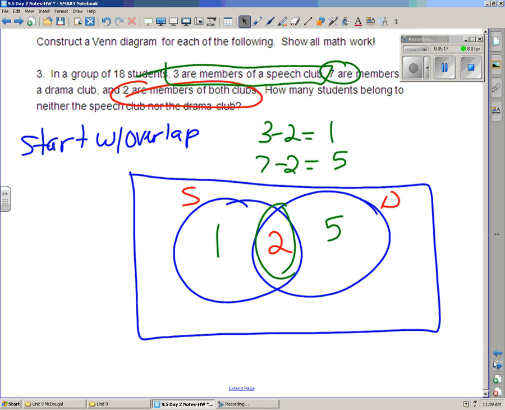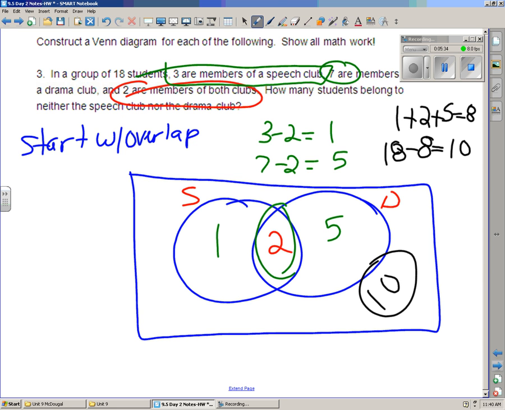So right now, in either club, 1 plus 2 plus 5 equals 8 kids. 18 kids are in the group that we're talking about. If I subtract 8 from 18, then I'm going to get 10 students that are in neither. They could be in a different club, but they're just not in speech or drama.